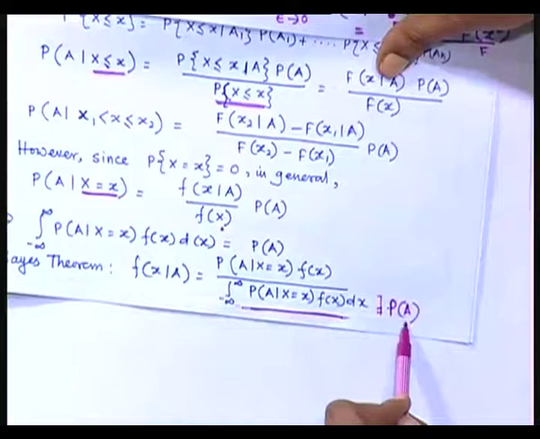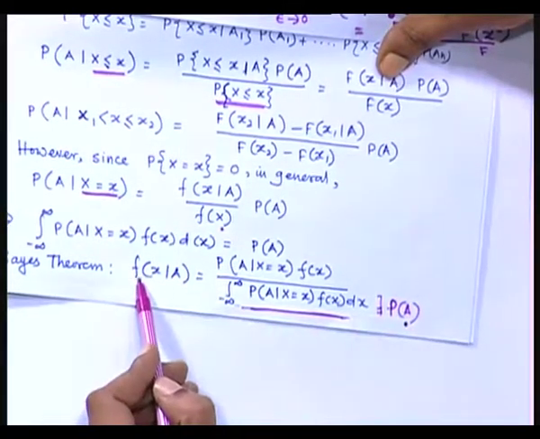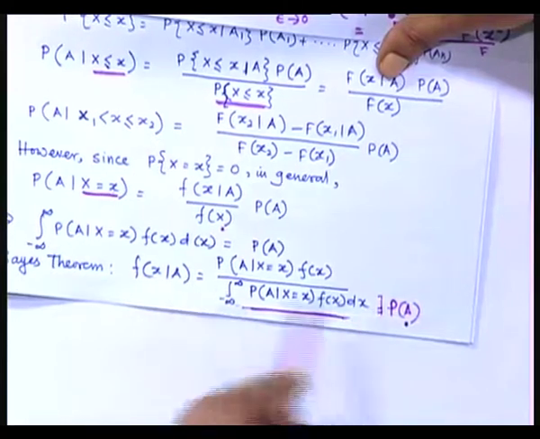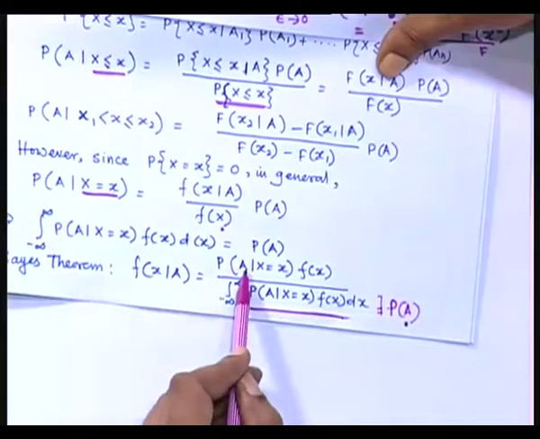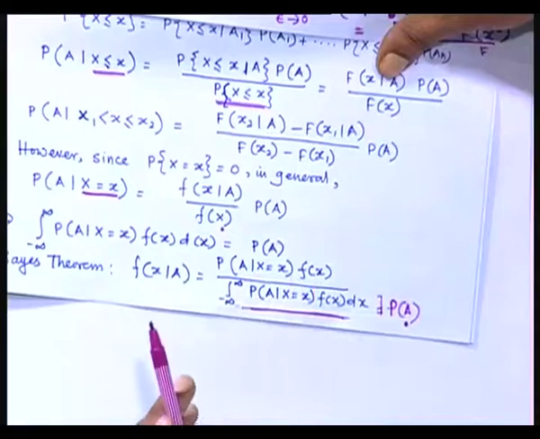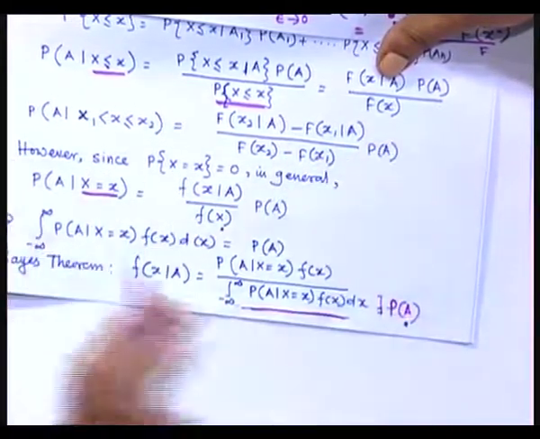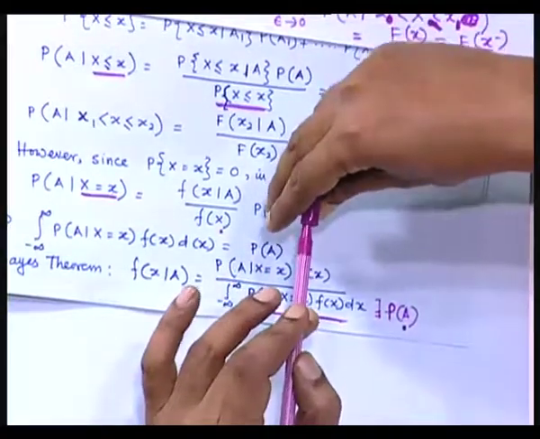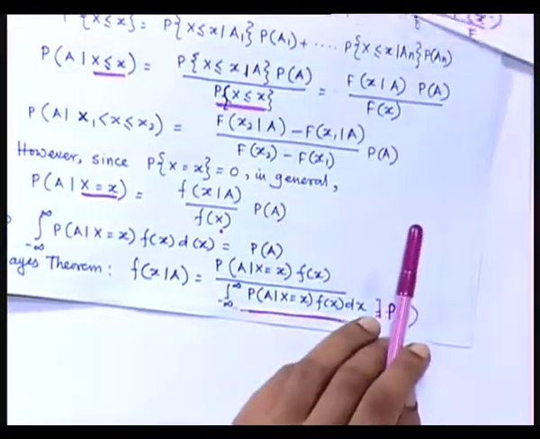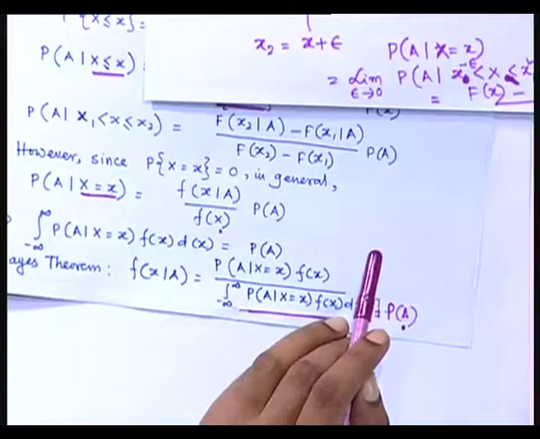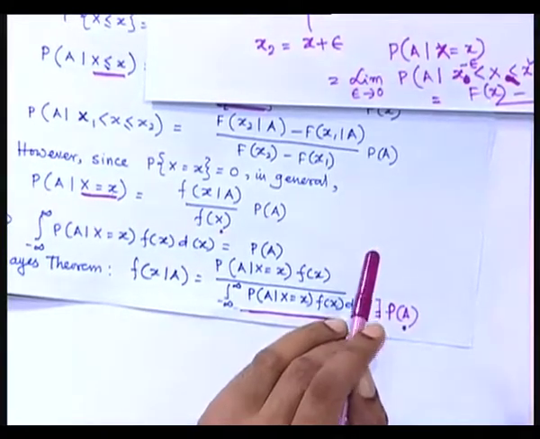So the denominator is nothing but probability of a. So basically f of x given a into probability of a is probability of a given x equal to x into f x. So you are inverting the two sides. You have to take a little time and think about this and probably solve some problems. I will give you a problem sheet in the next class.